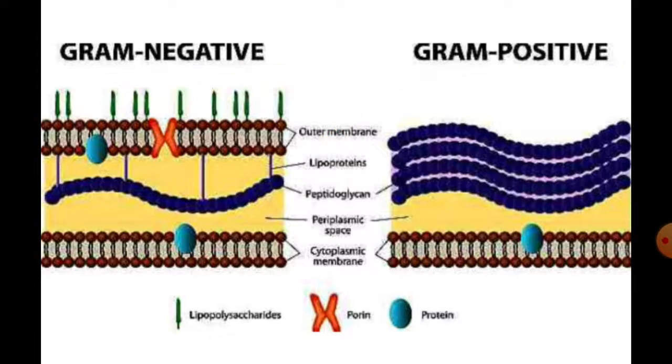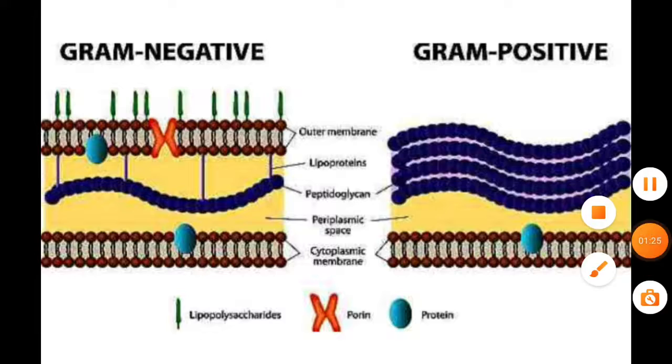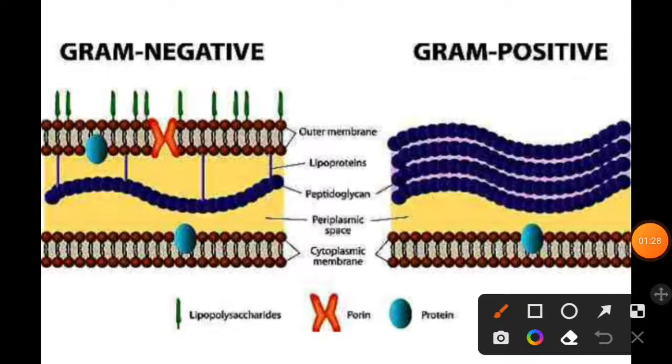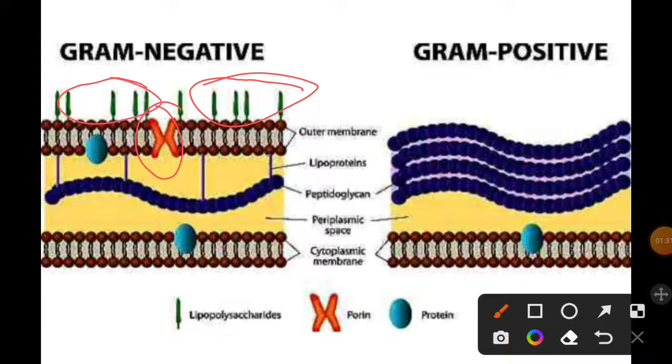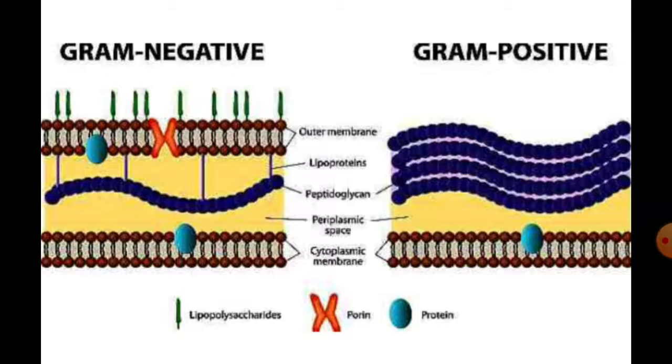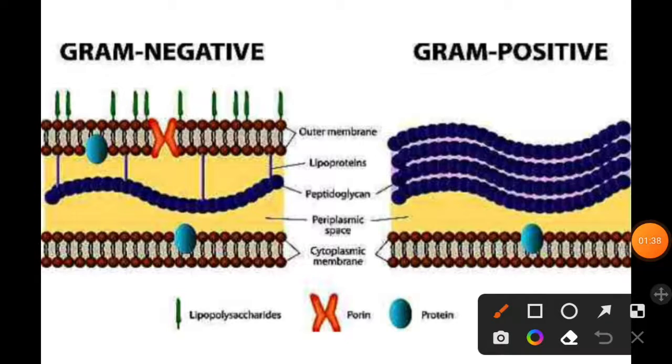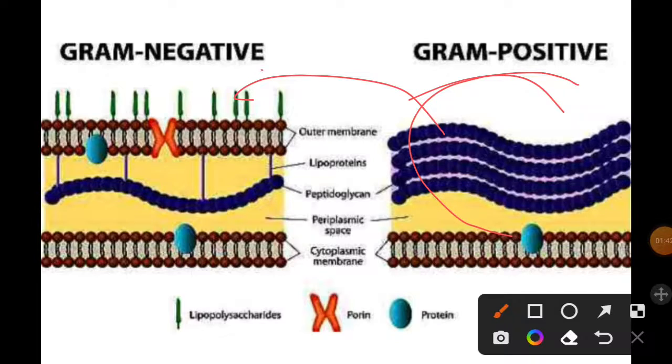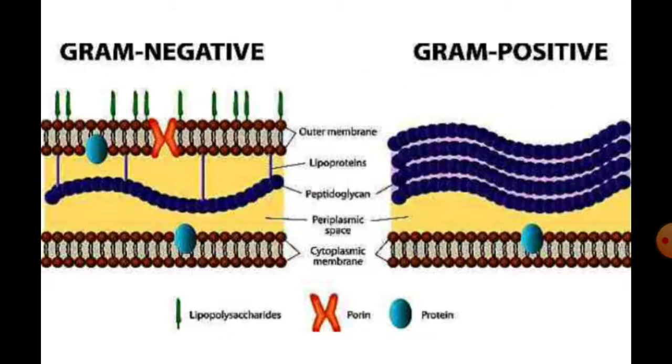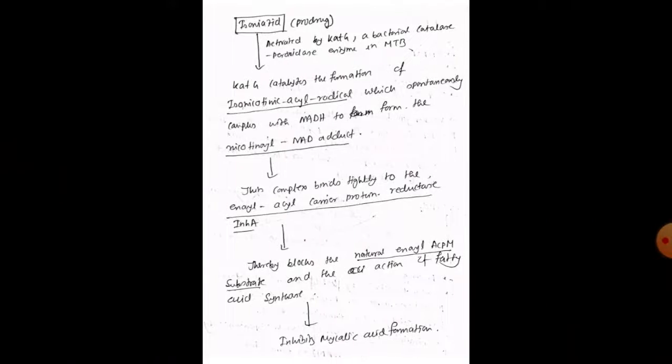Again, gram negative bacteria have some proteins and lipopolysaccharides, which gram positive bacteria lack. And I want to tell you that gram positive bacteria can develop less antibiotic resistance as compared to gram negative bacteria. That means most gram negative bacteria are antibiotic resistant, while gram positive bacteria very rarely show antibiotic resistance.